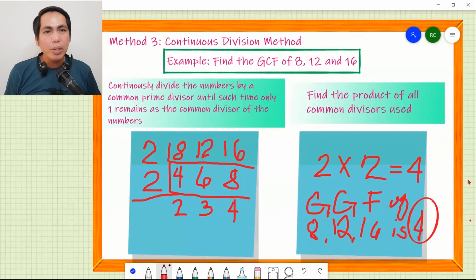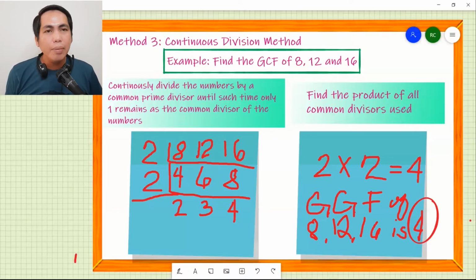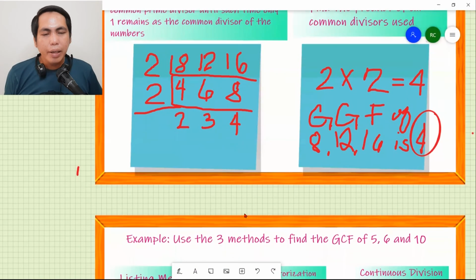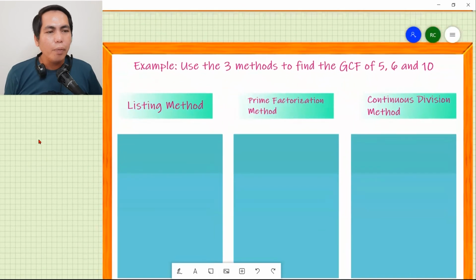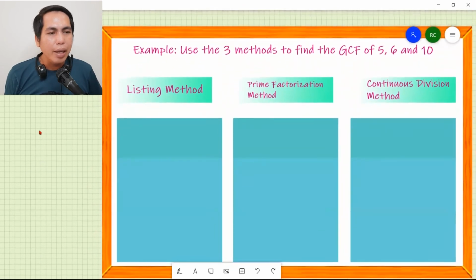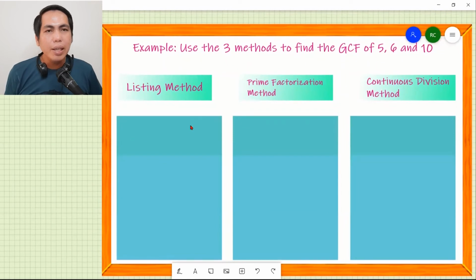The same way also, if we cannot find any other prime divisor to divide our numbers, automatically 1 is our GCF. Let us have another example. This time, we have to identify the greatest common factor or GCF of 5, 6, and 10 using these 3 methods. So we will start using the listing method.